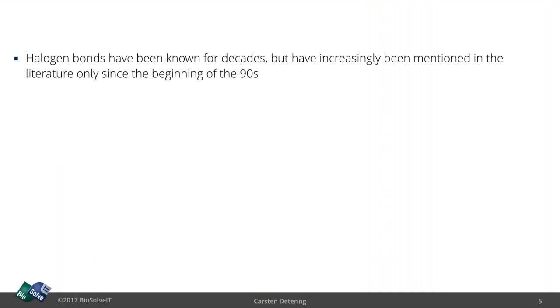We had the poll, so let's dig right in. I would like to give you initially a quick overview of what we are dealing with here. So the sigma hole gives rise to an interaction which is known as the halogen bond, and these have obviously been around for a very long time and have been known for decades, but they have increasingly been mentioned in the literature only since the beginning of the 1990s.